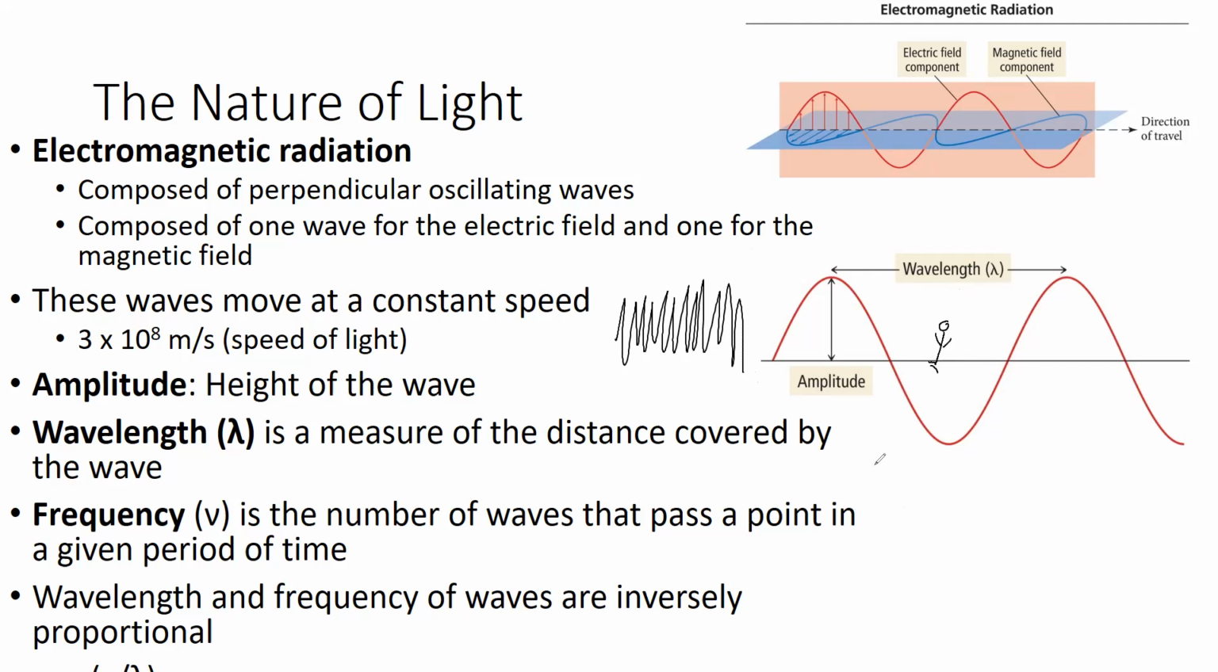And so we can convert between the frequency of light and the wavelength of light through this nifty equation. Frequency equals speed of light divided by wavelength, or wavelength equals speed of light divided by frequency, or the wavelength times the frequency equals speed of light.